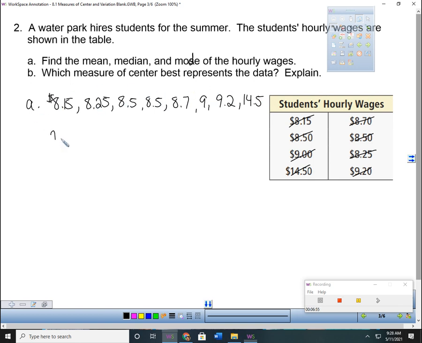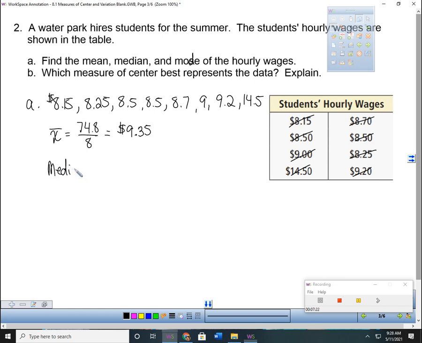So to find the average, I will add all of them up, and I will divide by 8 because that's how many I have. So when you add them all up, you have 74.8, and we're going to divide that by 8, which gives us an average of 9.35. So $9.35 is the average hourly wage.